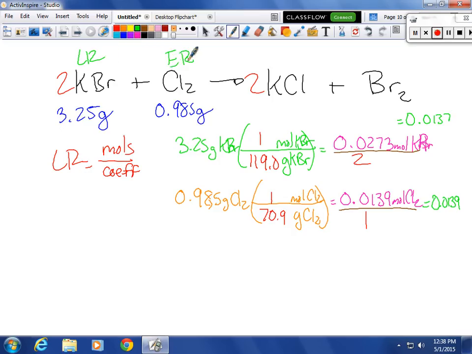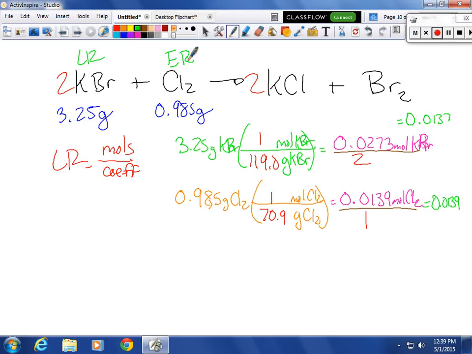But why is that strange? KBr was a lot bigger, right? So that tells me that I only need a little bit of Cl to react with a lot of KBr. Does that make sense? Okay, so now we've determined our limiting reactant.